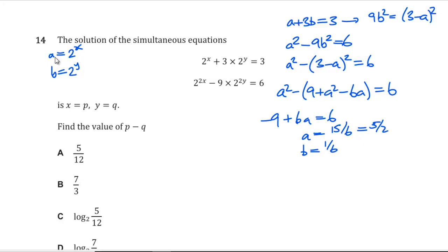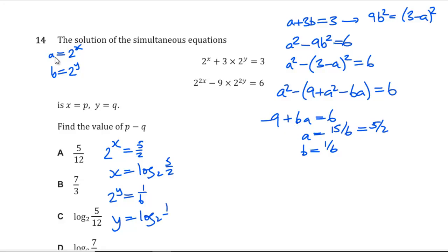So I've got that 2 to the x is 5 over 2. So x is log base 2 of 5 over 2. 2 to the y is 1 over 6. So y is log base 2 of 1 over 6. And I want p minus q, which is essentially x minus y.